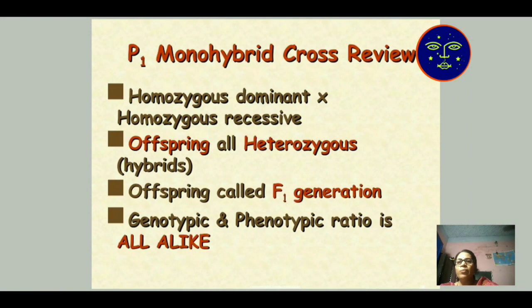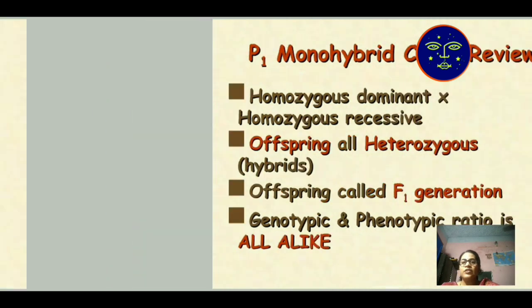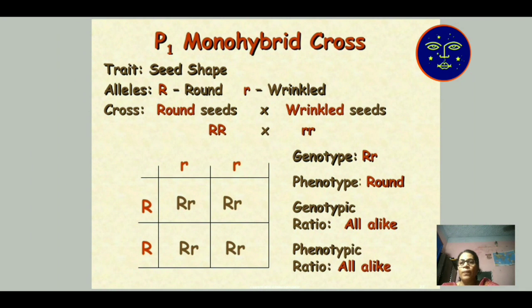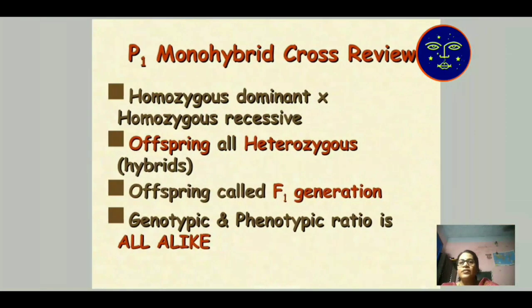In the P1 monohybrid cross review, homozygous dominant means capital R, capital R. Homozygous recessive means small r, small r. Offspring are all heterozygous, meaning capital R, small r. The offspring are called the F1 generation. Here the result of the first cross is known as the F1 generation.